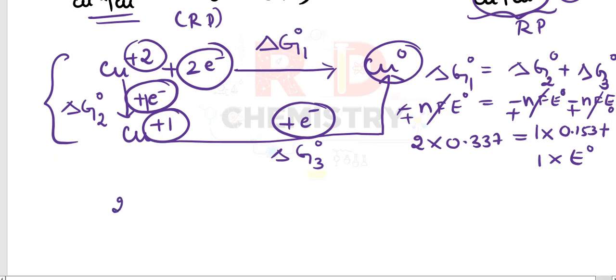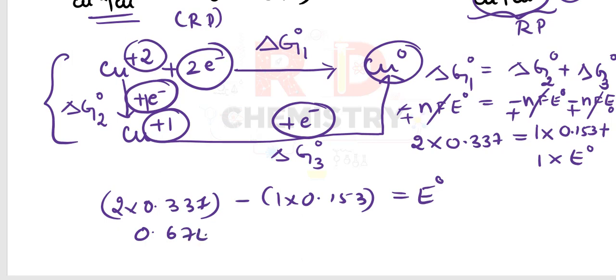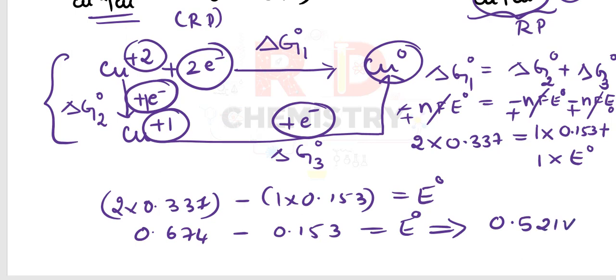We will rearrange this one. 2 into 0.337 minus 1 into 0.153 is equal to E naught, and this is equal to 0.674 minus 0.153. This is E naught, and this E naught value is equal to 0.521 volt. What did we calculate? We wanted to know E naught of copper plus 1 becoming copper 0, which was not given. So we have calculated it: it is 0.521 volt. Okay. Hope this is clear to you.